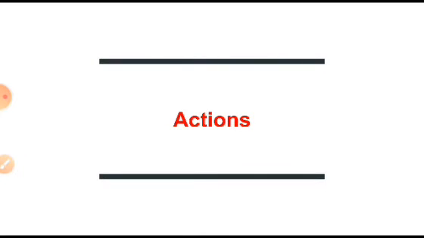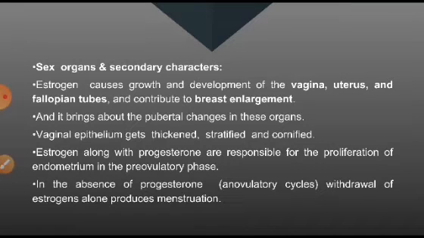Now we'll see what actions the estrogen performs. So you can say physiological actions or pharmacological actions. First action we'll see in perspective of sex organs and secondary characters. What is the role of estrogen in this? Estrogen causes growth and development of the vagina, uterus, and fallopian tubes and contributes to breast enlargement. And it brings about the pubertal changes in these organs. Vaginal epithelium gets thickened, stratified, and cornified.